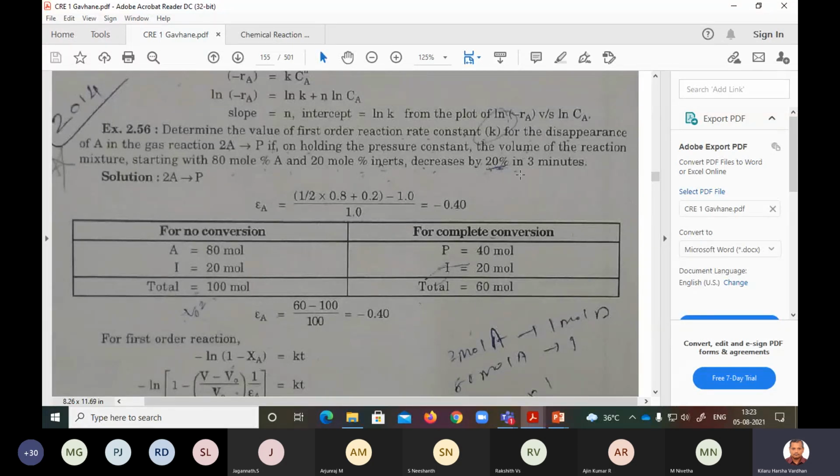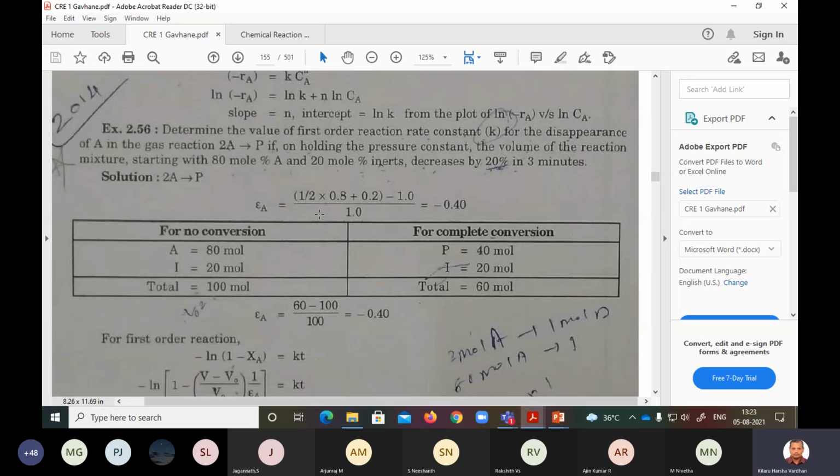The volume of the reaction mixture decreases by 20% in 3 minutes for this particular reaction, which has A as 80% and the rest, 20%, as inerts. Can you find out how much the expansion factor is for this 80% mole fraction? Please tell me, all of you, write the problem.